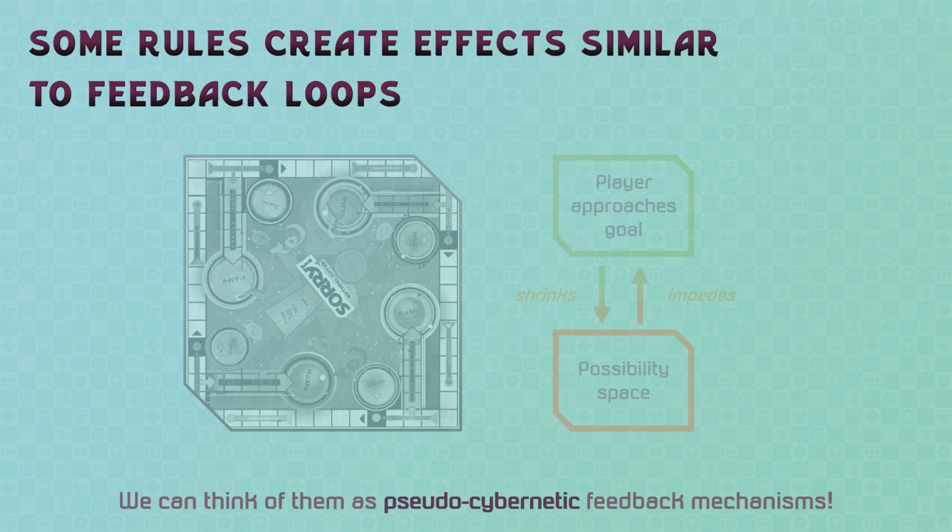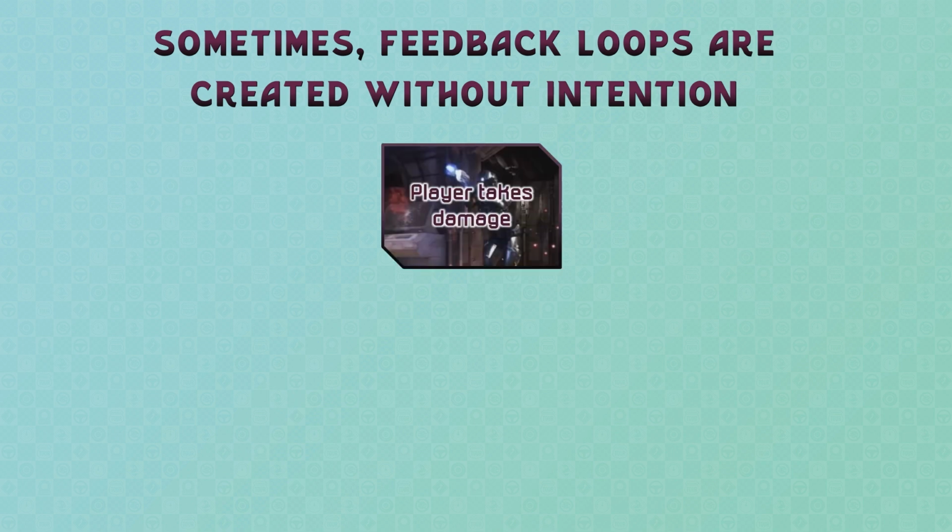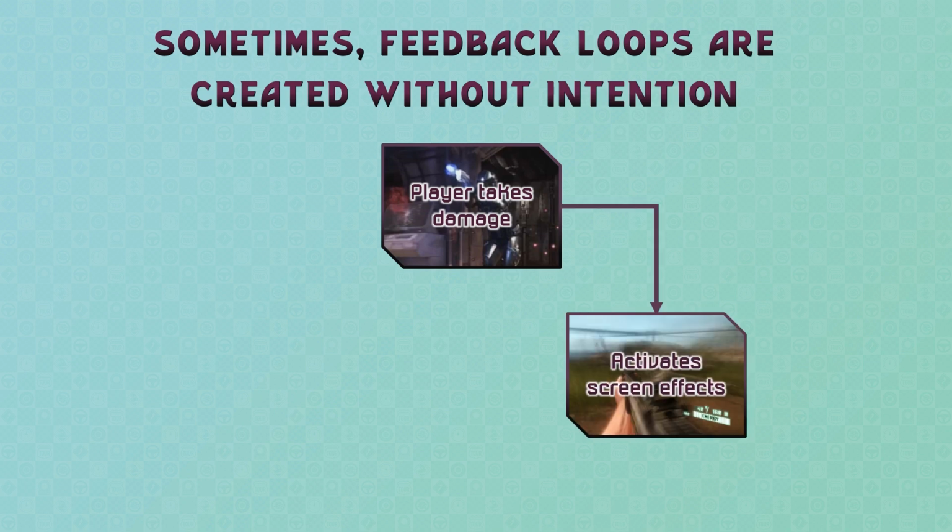The constituent elements of a feedback loop are missing, but the effects are similar, and as designers we're often more interested in the actual effects on our players than whether or not something matches an exact definition. And lastly, it happens sometimes that feedback loops are part of our game systems, but they were created without intention. Let's make this clear with an example. In a lot of first-person shooter games you will see the following thing. The player takes damage, they're getting hit by an enemy, which then activates some sort of screen effect, either directly when they're hit or when they drop to a certain amount of health points.